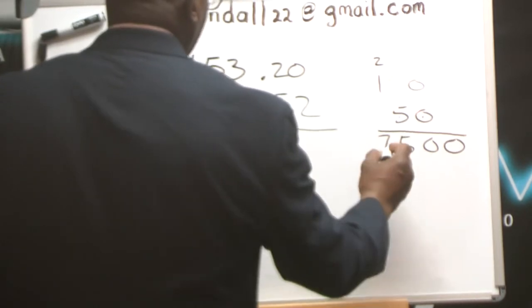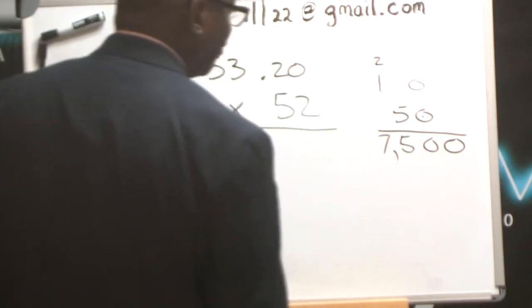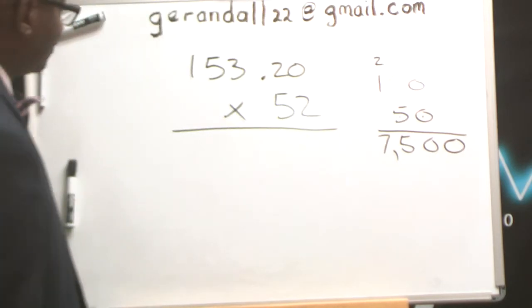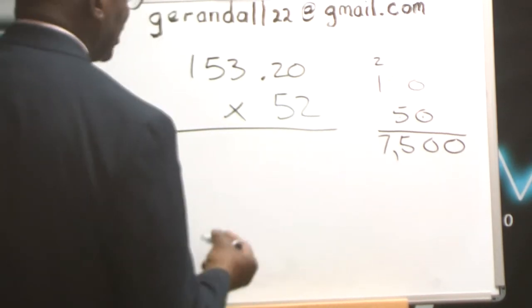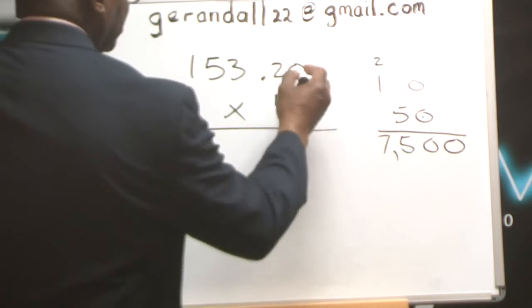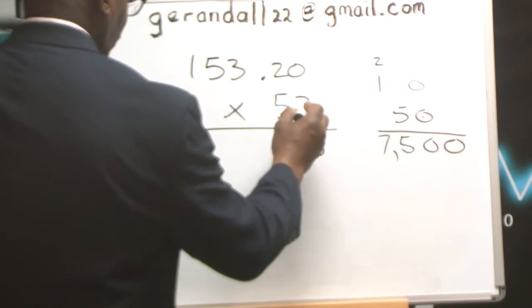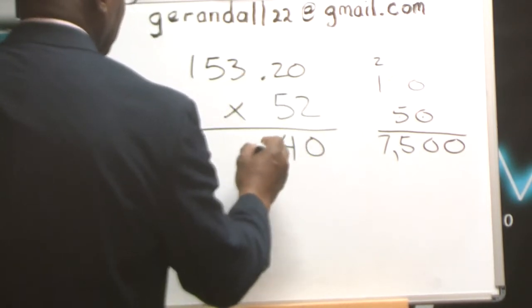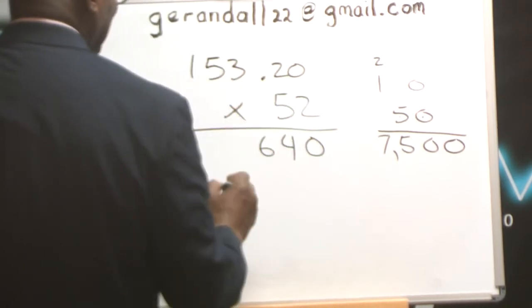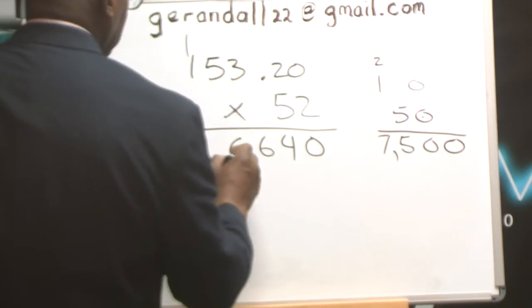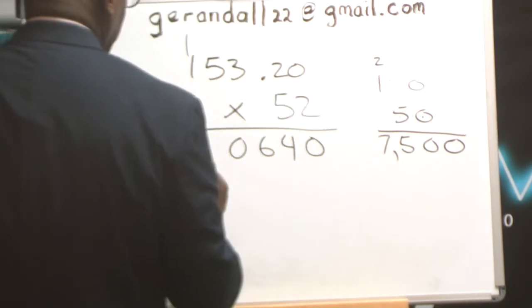So, should make about $7,500. That's our estimate. Okay, now we do the actual multiplication. 2 times 0, 2 times 2 is 4, 2 times 3 is 6, 2 times 5 is 10, carry the 1, 2 times 1 is 2, plus 1 is 3.